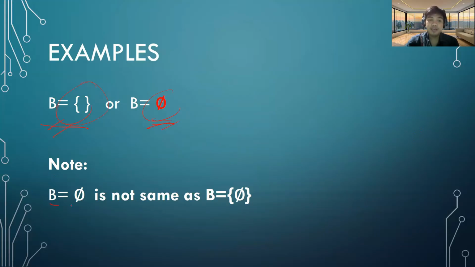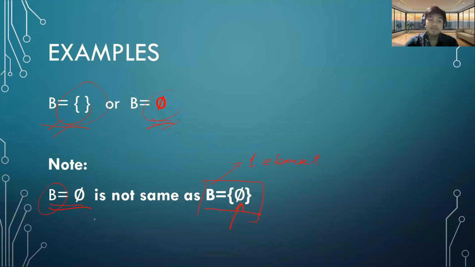So, B is equal to null set. Ibig sabihin nun, B is empty. Pero, it is not the same as B is equal to braces with null. Okay? So, basically, this particular set ito, mayroon siyang one element. Meron siyang isang element, which is yung isang null set na yon. Okay? Or yung null symbol na yun.